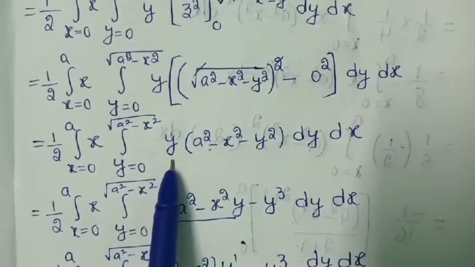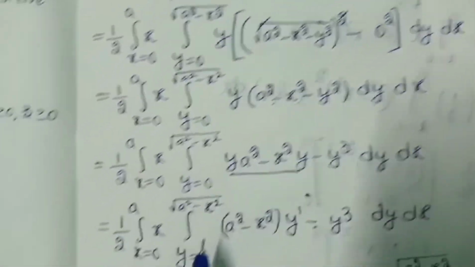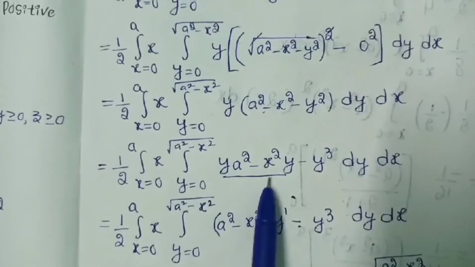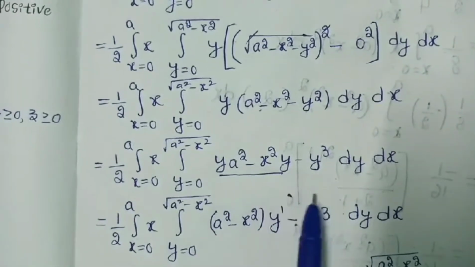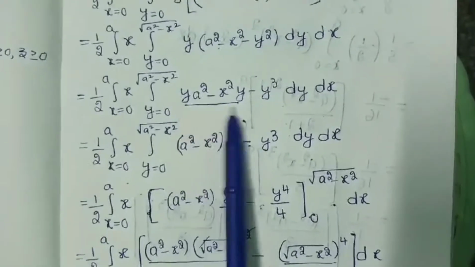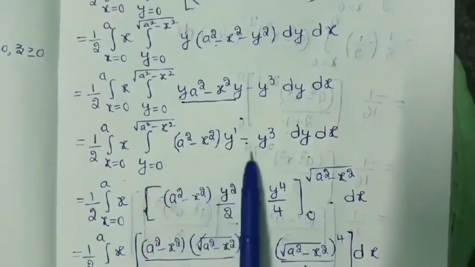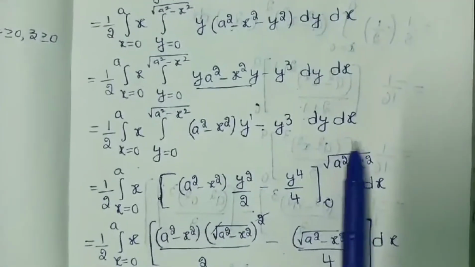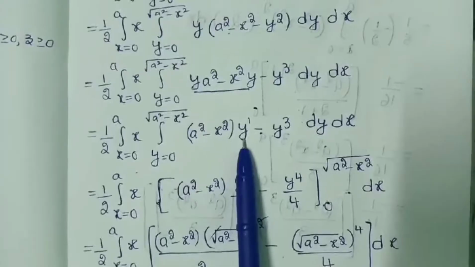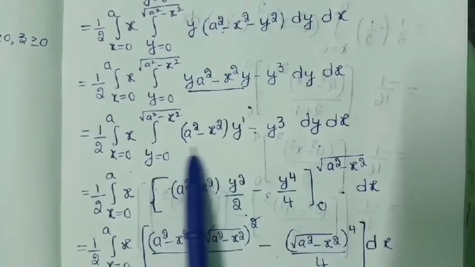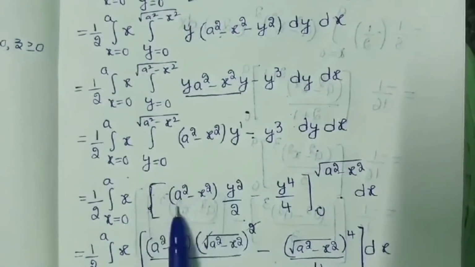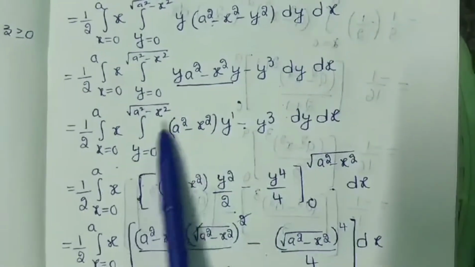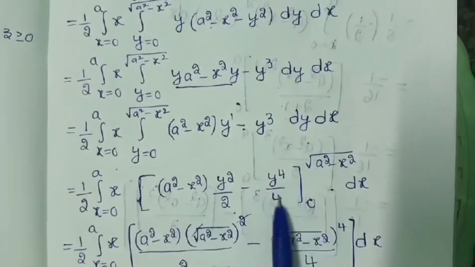Now we multiply y with every term, which is y into a square, y into x square, y into y square is y cube, so we write y cube. Here y is taken as constant from these two terms, which can be written as a square minus x square of y minus y cube dy dx. Next we integrate y term with dy, so a square minus x square will become constant, so we write as it is. Integration y dy is y square by 2, integration y cube dy is y power 4 by 4.